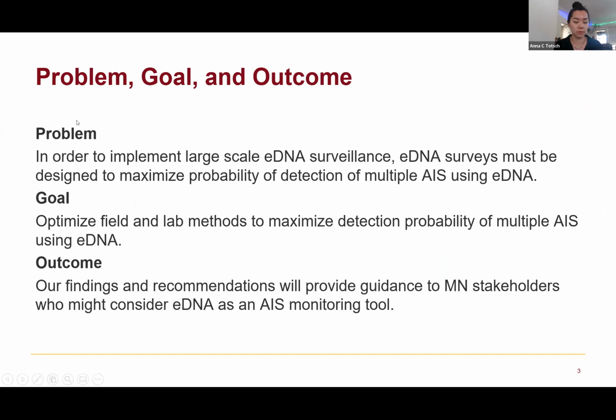The problem is that in order to implement large-scale eDNA surveillance, eDNA surveys must be designed to maximize probability of detection of multiple AIS using eDNA. My goal is to optimize field and lab methods in order to maximize the detection probability of multiple AIS using eDNA, and hopefully our findings and recommendations can provide guidance to Minnesota stakeholders who might consider eDNA as an AIS monitoring tool, such as the Minnesota DNR.